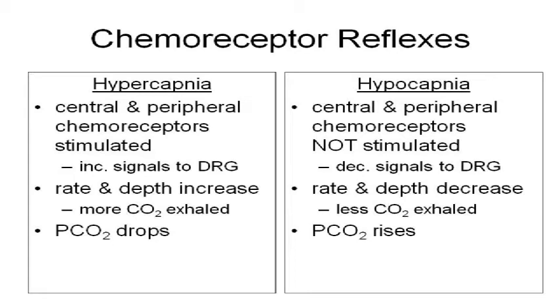Hypocapnia is low CO2. And so what happens here is, as the CO2 drops, less of these receptors are stimulated, fewer signals are sent to the DRG, you don't inhale as deep. So you're retaining, you're not breathing in and out as much, you're retaining CO2, and that brings the CO2 level back up. All right, so those are the chemoreceptors.